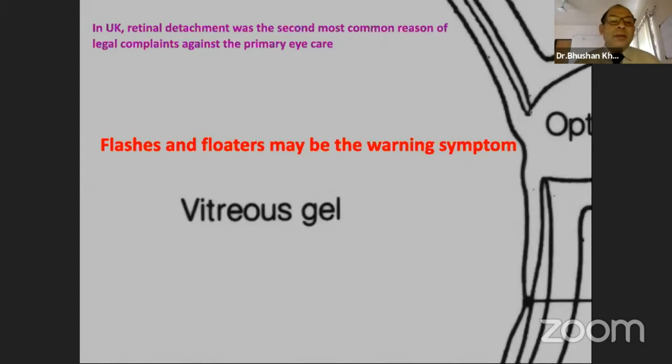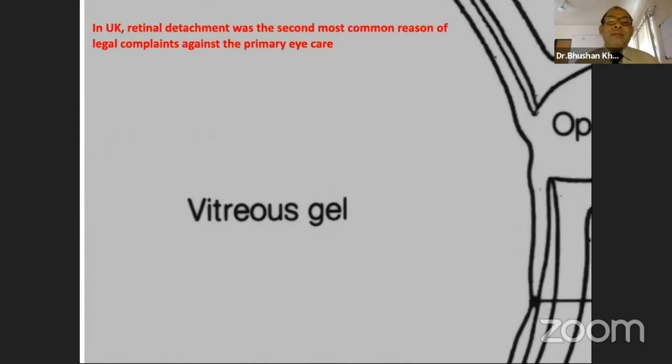So we should always remember that the patient has come to us with a warning symptom, and it may be very costly both for us as well as the patient to miss this warning symptom and miss the retinal pathology.